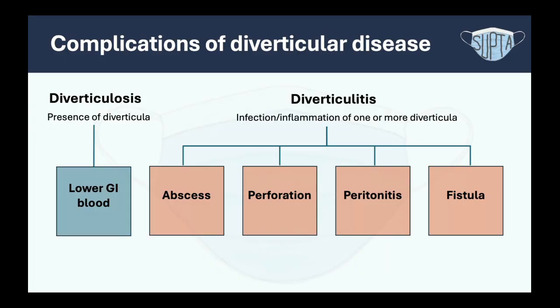However, a complication like a lower GI bleed may happen, especially when the blood vessels supplying the colon wall rupture at the neck of the diverticulum, and this would usually present as a bright red blood through the rectum.